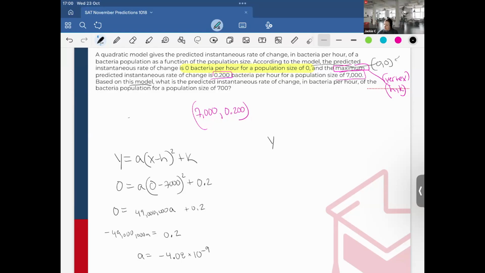So then going back to my original model, my a value is negative 4.08 times 10 to the negative ninth, and then we had (x minus 7,000) squared, and then plus 0.2. So final step, I have the model, so I need to find what the rate of change is for a population size of 700. So now I'm going to plug this in for x.